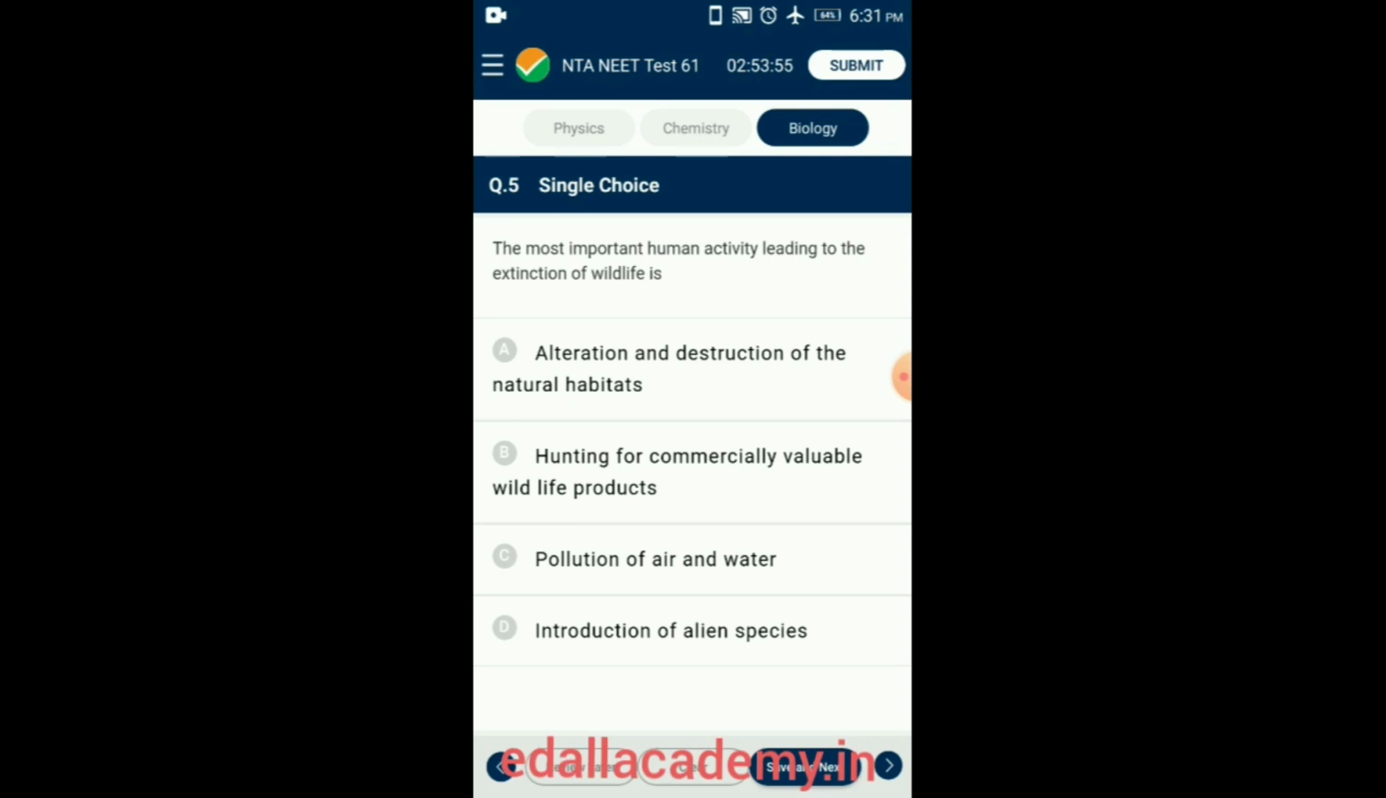Natural habitats which protect natural flora and fauna are being converted to human settlements, harbors, dams, reservoirs, croplands, green grounds, and mining sites. Deforestation deprives animal life of shelter and food. This decreases the population of many species. Migratory animals are also affected by deforestation because of the disturbance in their routes. So the answer for this question is option A, alteration and destruction of the natural habitats.